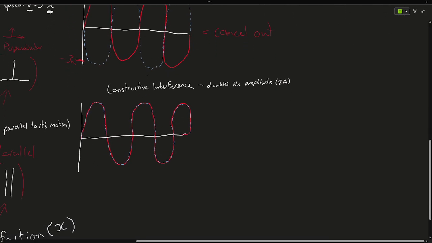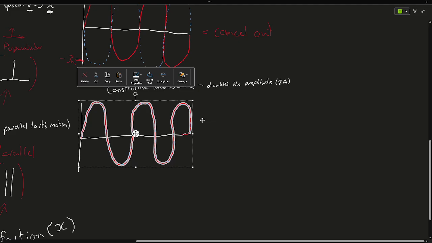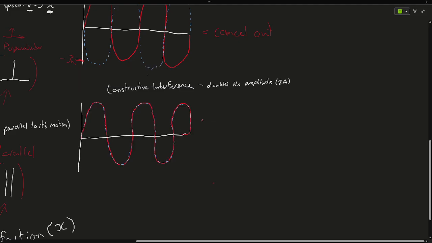Whereas constructive interference is when you have a wave and a second wave adding onto the first wave, so it has an increase. That means it doubles the amplitude.